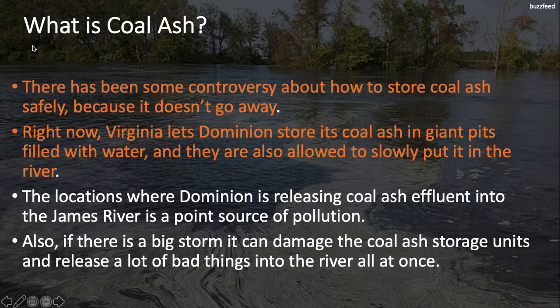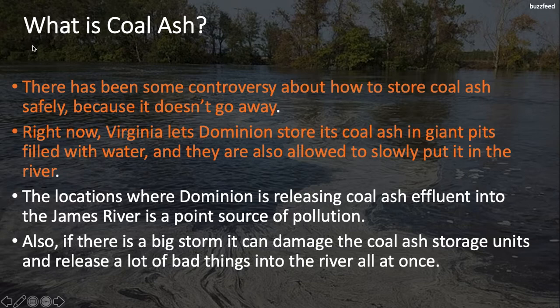There has been some controversy about how to store coal ash safely because it doesn't go away. Right now, Virginia lets Dominion store its coal ash in giant pits filled with water, and they are also allowed to slowly put it in the river. The locations where Dominion is releasing coal ash effluent into the James River is a point source of pollution.